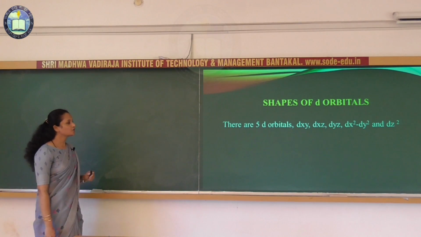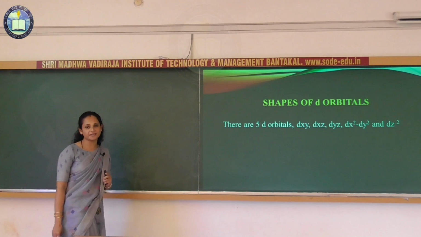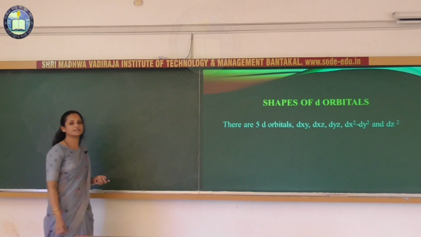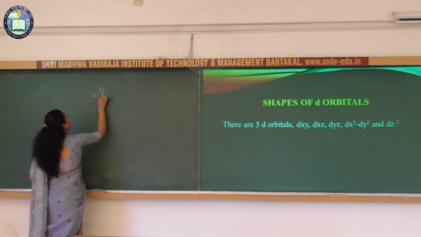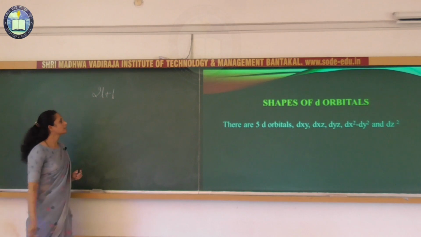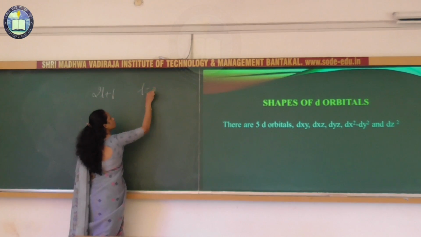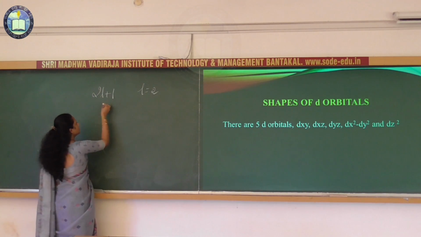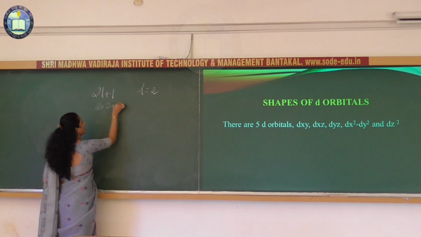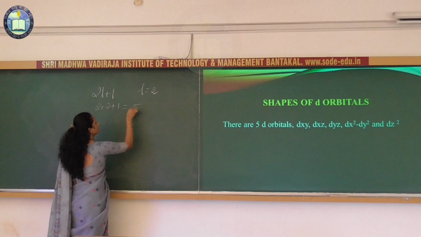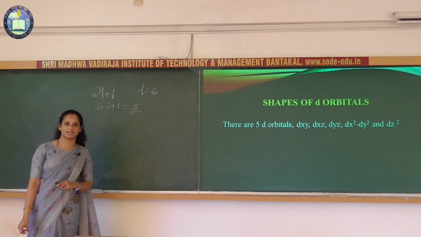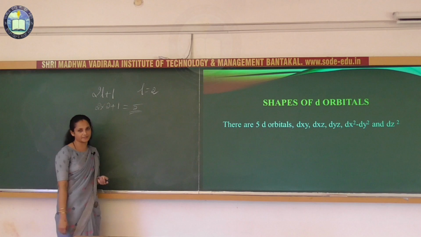Now before that you should know how many orbitals are allowed for the d subshell. Use the 2l plus 1 formula. We know that l is equal to 2 for the d subshell. Substitute 2 into 2 times 2 plus 1, so 5 orbitals are allowed for the d subshell. What are the 5 different orbitals?